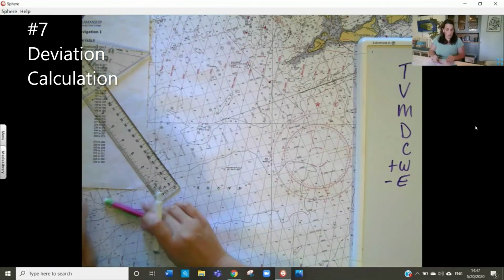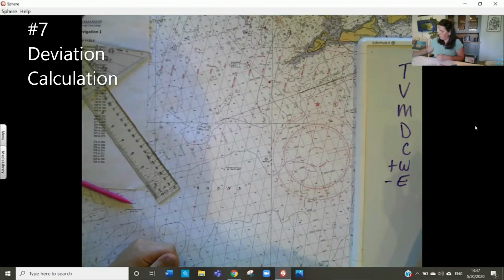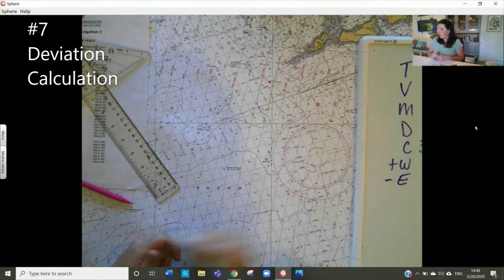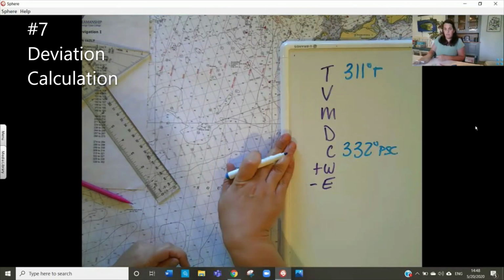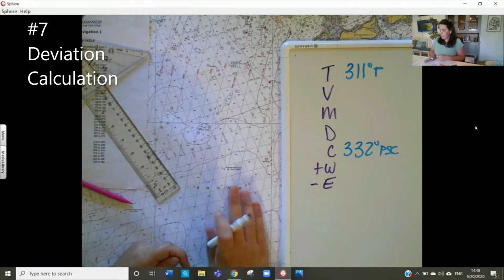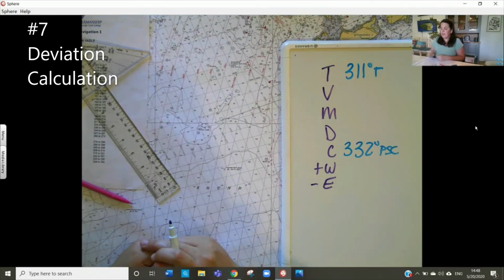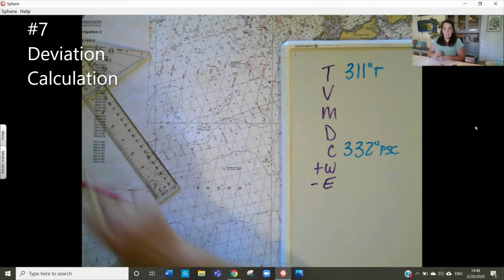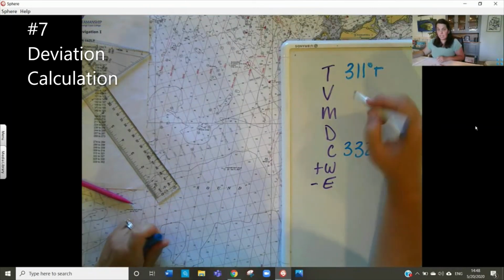But on my compass, when I saw them in line, my compass was bearing 332 degrees PSC. So using variation, I can see if my deviation will match my deviation table. So what is the deviation by calculation?